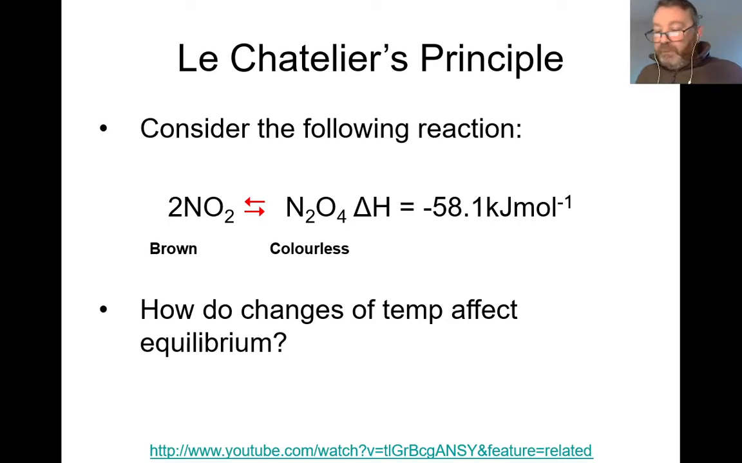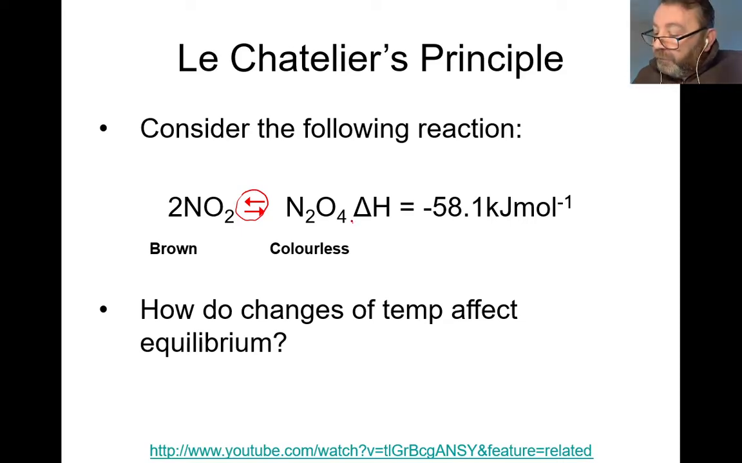So consider the following reaction. We've got nitrogen dioxide, which is brown. We've got dinitrogen tetroxide, which is colourless. And both of them, do you see this symbol here? Both of them are involved in what we would call a reversible reaction situation. So they can come to a position of equilibrium.